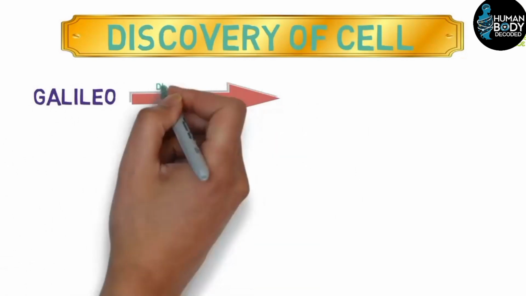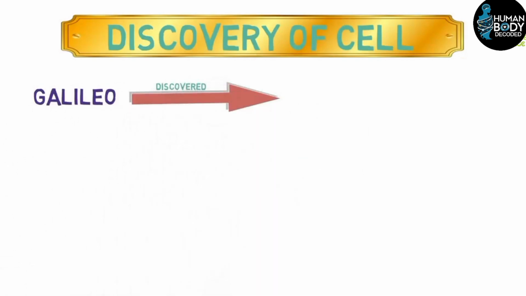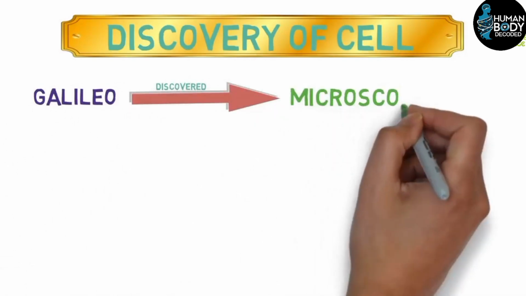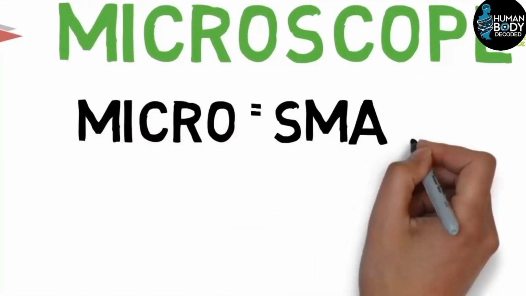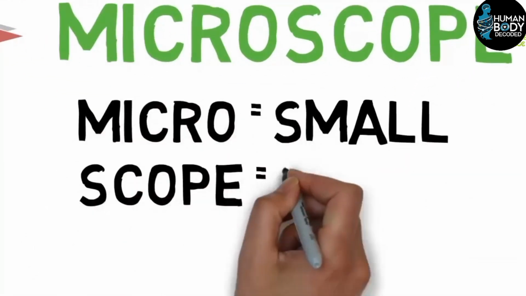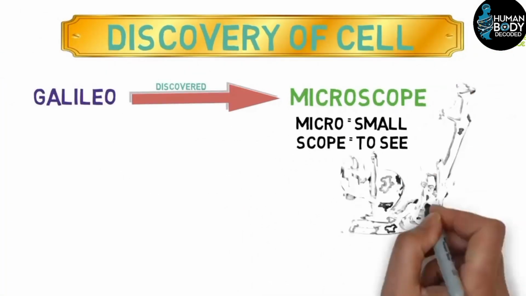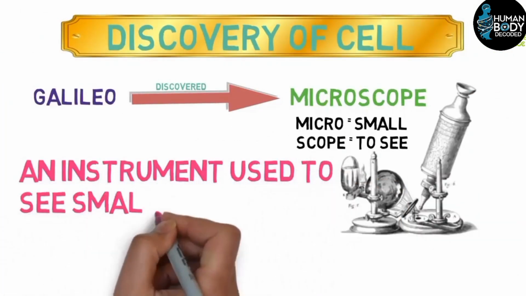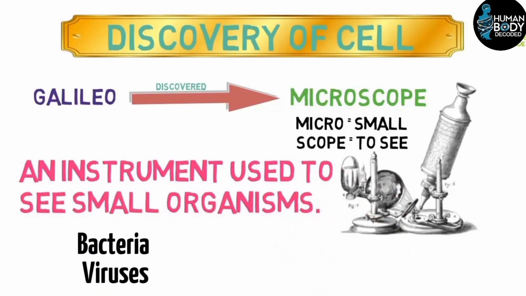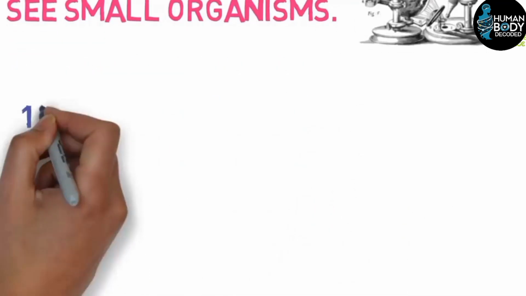There was a scientist named Galileo Galilei who discovered an instrument called the microscope. The word microscope is derived from two words, micro, meaning small, and scope, meaning to see. This instrument allows us to observe small organisms that we cannot see with the naked eye, such as bacteria and viruses. Let's move back to the discovery of the cell.